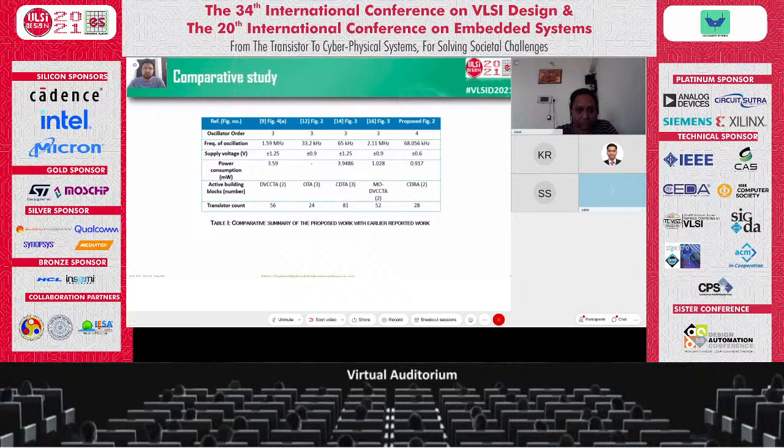So a comparative summary of the proposed work with the earlier reported work is also studied, from where we can compare that the supply voltage and the power consumption are less compared to the earlier reported work. Also, in the earlier reported works in reference 12 and reference 14, more than two active building blocks have been realized. So in the proposed work, only two CDVAs are used as active elements. So the transistor count is also less compared to the earlier reported work, other than reference 12, where 24 transistors are used, but the number of active building blocks is more compared to the proposed work. Also, the frequency of oscillation is less compared to the proposed work.